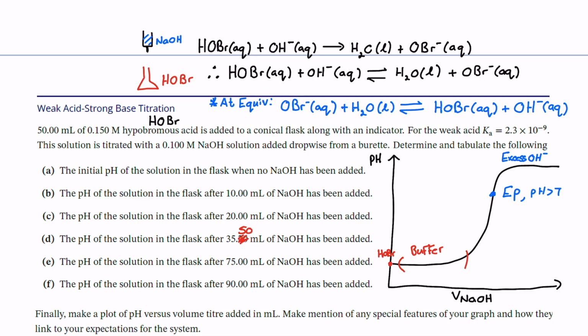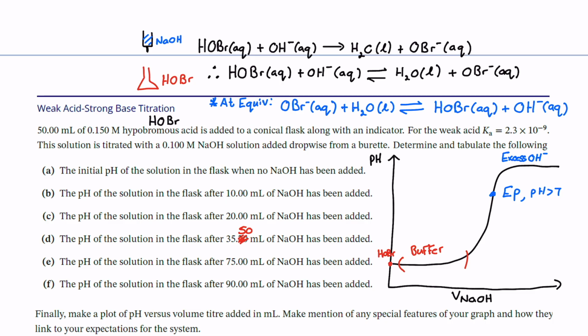So we have 4 important points and 2 important regions, let's put it like that. We have the initial situation, where the HOBr will dictate the pH. We then enter the buffer region, and once we have ended the buffer region, we reach the equivalence point, and the equivalence point pH will be dictated by the amount of conjugate base that can form from the amounts of acid and base. And once we've passed the equivalence point, the pH will be dictated by the excess amount of OH that we've added. So those are the important things we need to be on the lookout for.